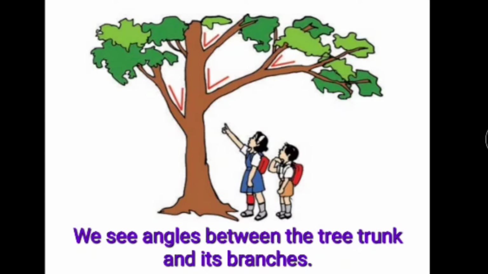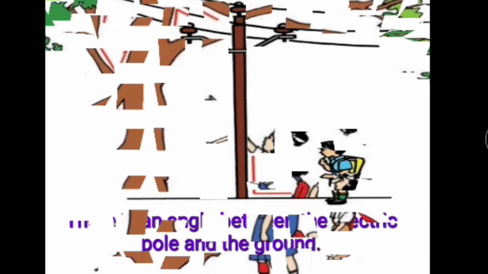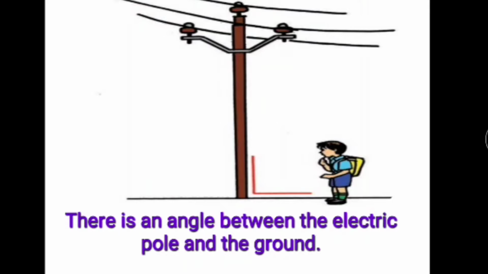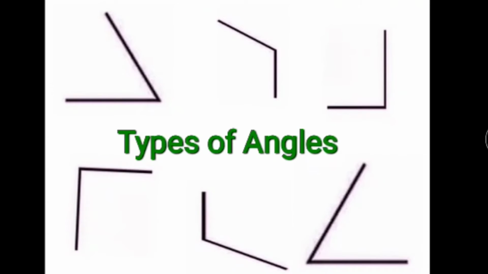In this picture, one girl is showing the boy some angles between the tree trunk and its branches. In this picture, there is an angle between the electric pole and the ground. Now, how many types of angles are there?